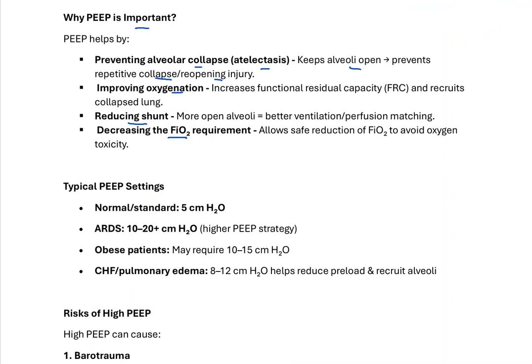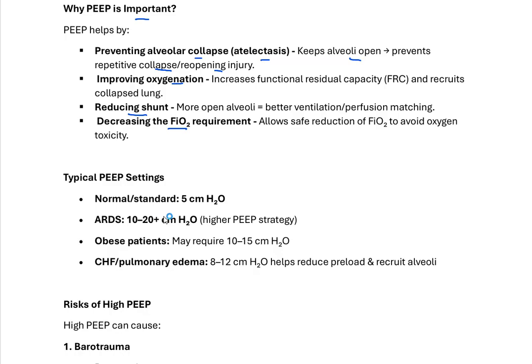And then what are the typical PEEP settings? So if you are intubating the patient, the normal standard is usually 5, right? If the patient has no problem with oxygenation, they have normal lung mechanics, you can start with a PEEP of 5. And of course, if they have ARDS, you might need to consider a higher PEEP strategy in those patients, maybe close to 10. And for an obese patient, they might also need what? Higher PEEP, right? And a patient with CHF or pulmonary edema, you could also consider higher PEEP for those patients, right?